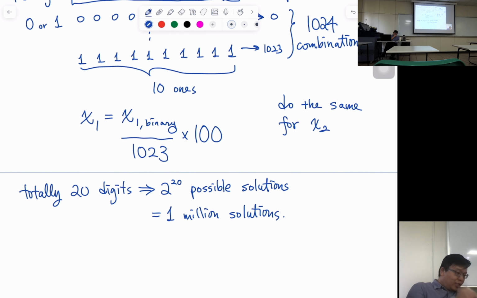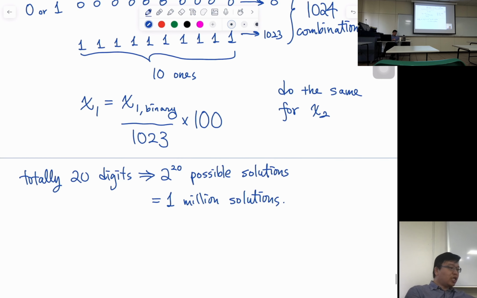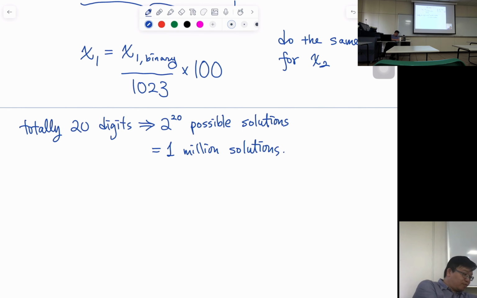Okay, so since we have a long digit of 0 or 1, the first half represents the value of x1, the other half represents the value of x2. This whole thing is like a DNA code. So we call this a chromosome.